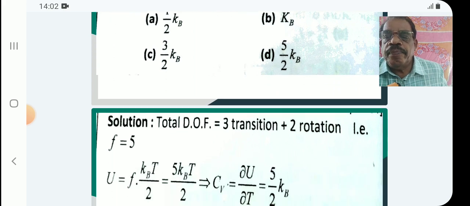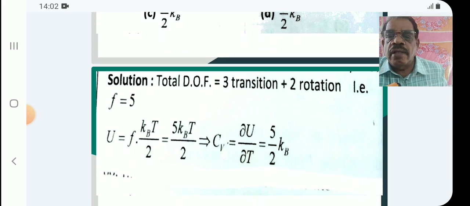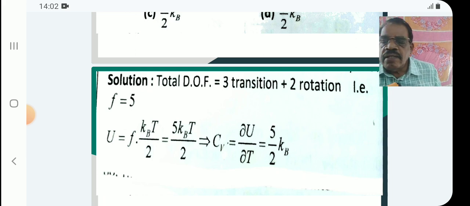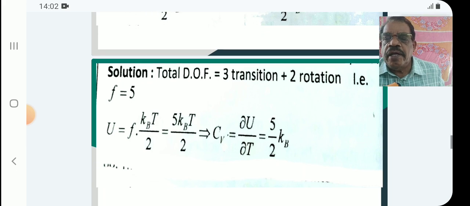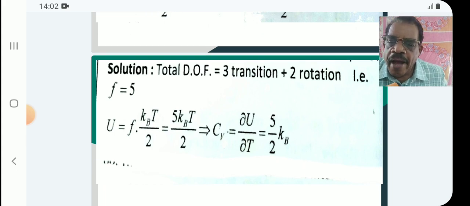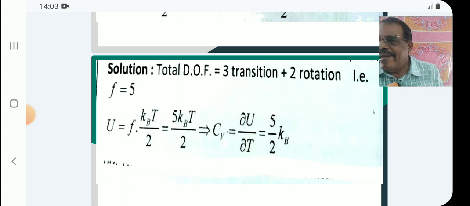Total degrees of freedom of a diatomic molecule, you have studied, it is 5: 3 translational and 2 rotational. For a triatomic gas, you know, there are 6 degrees of freedom. If temperature is very high, this will change. At a low or moderate temperature, a diatomic gas has 5 degrees of freedom, out of which 3 are translational and 2 are rotational. So the total is 5 degrees of freedom. F is the degrees of freedom.